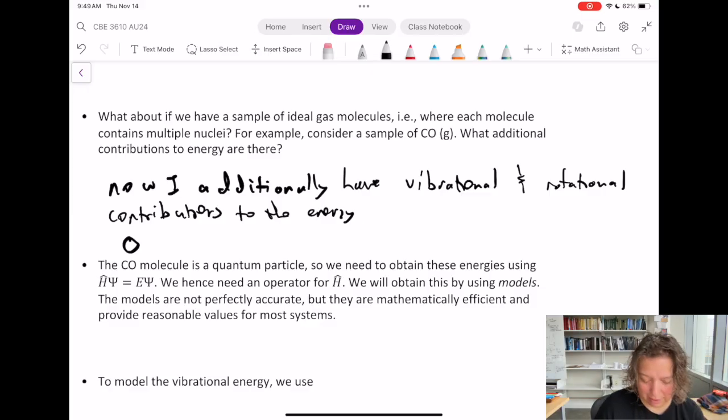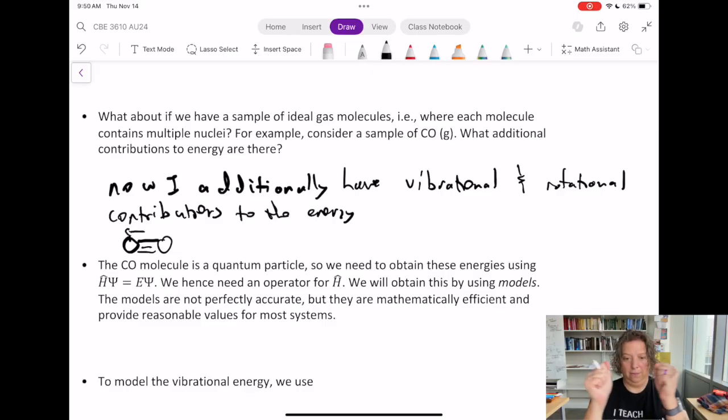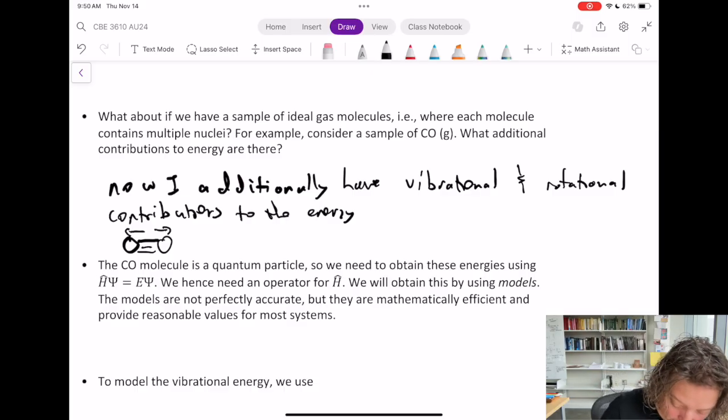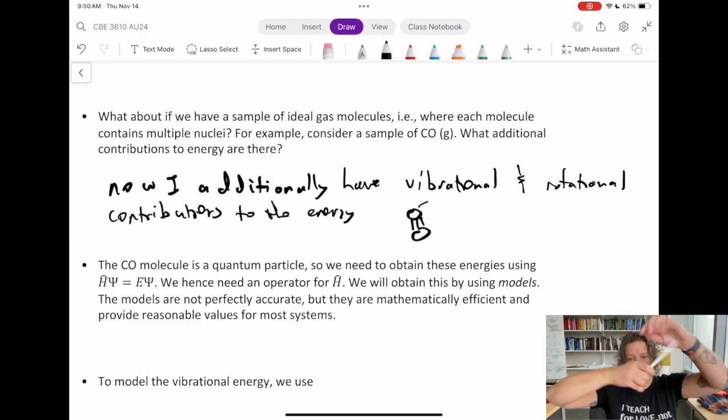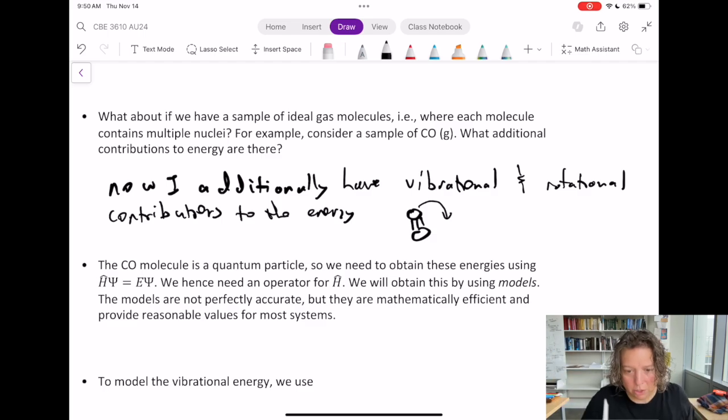So this is the carbon monoxide molecule, very poorly drawn. But basically what happens is that the nuclei vibrate against each other, so that gives energy. And then rotational means I've got this, and not only am I whizzing through space, but I'm tumbling. So I have translational, I have vibrational, and I have rotational. And that's going to be in addition to electronic.